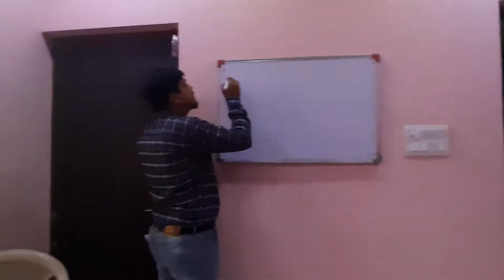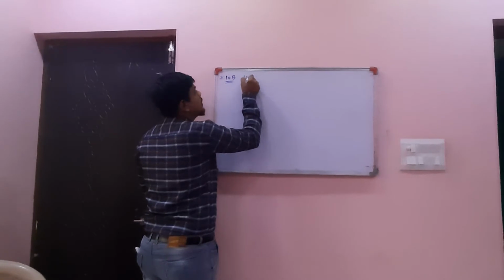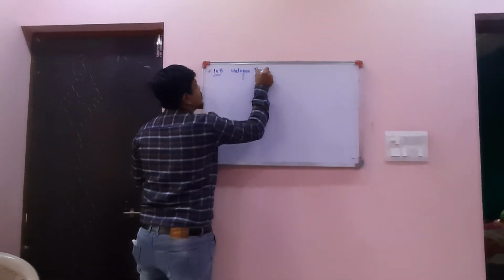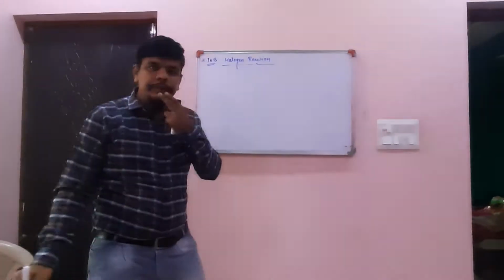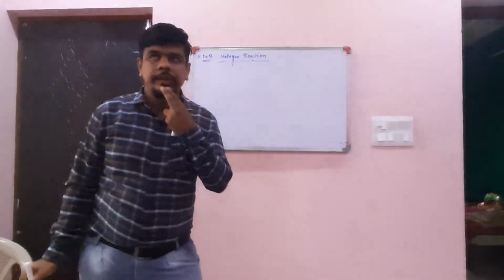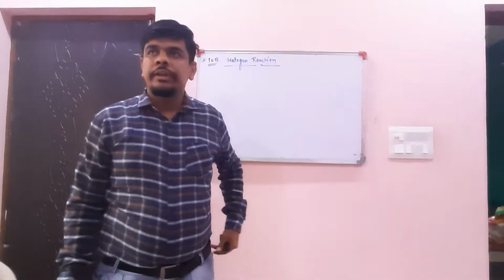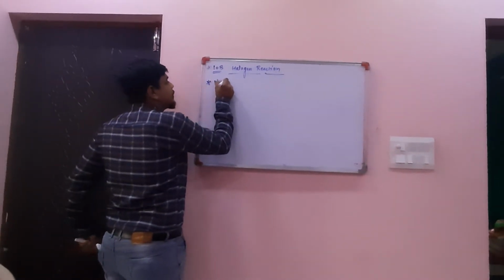So we are going to discuss topic 10b, which is halogen reactions. In your book they have given two types of reaction: one is substitution reaction and another one is elimination reaction. We are going to discuss substitution reaction first, which is especially called nucleophilic substitution reaction.